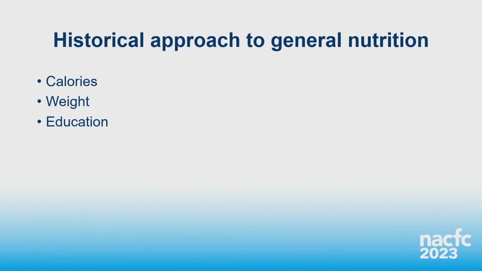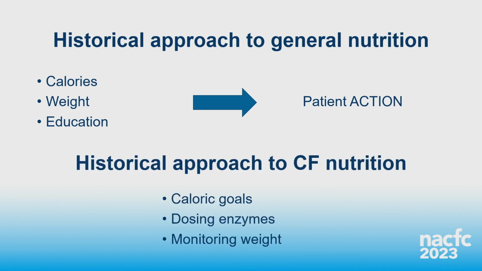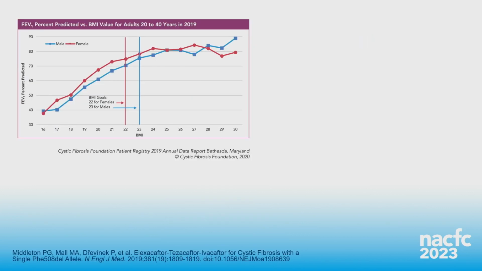So let's start with where we're coming from. Historically, the approach to general nutrition has been to focus on calories, weight, and education, with the idea that if we appropriately educate our patients on proper nutrition, then they can put it into practice. If only it was that simple. And what has this looked like in cystic fibrosis? It's looked like providing caloric goals, dosing enzymes, educating patients on the importance of their weight in relation to their lung health. And this was an important aspect to cystic fibrosis care.